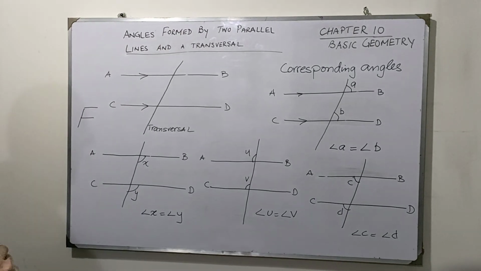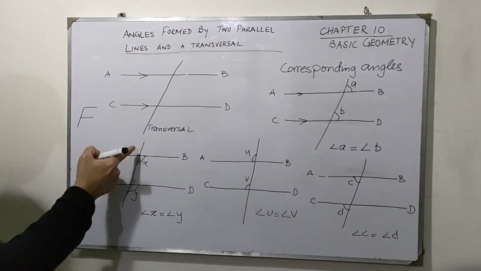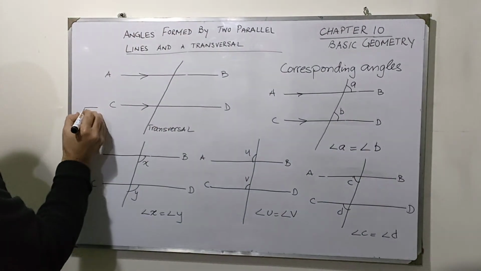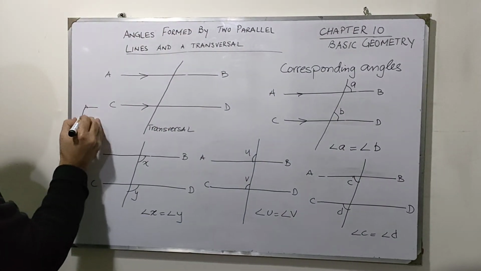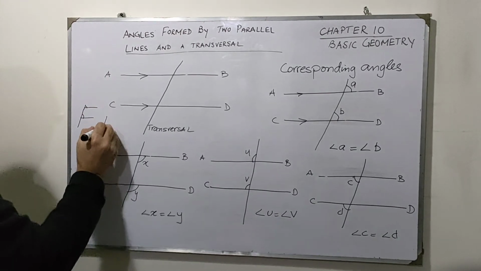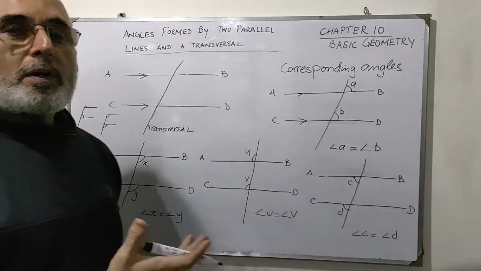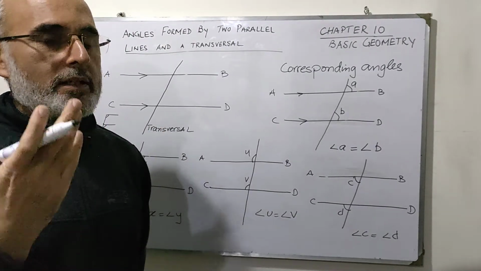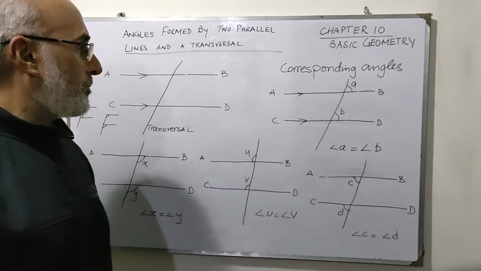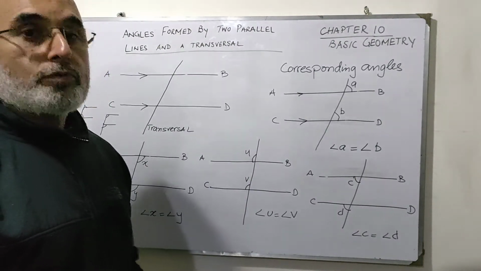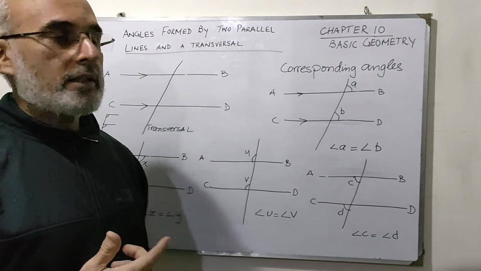Now, these angles are also remembered with the English alphabet F. Why is that? Because see, this is making an F, and the angles which we might get here and here, we might get them here and here. So the corresponding angles are remembered with the character F. So these are the corresponding angles. So let's move to alternate interior angles.